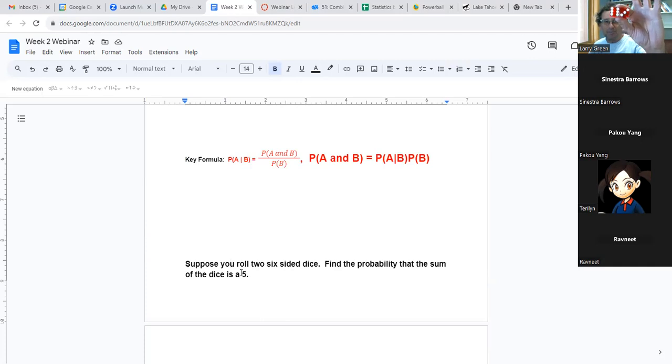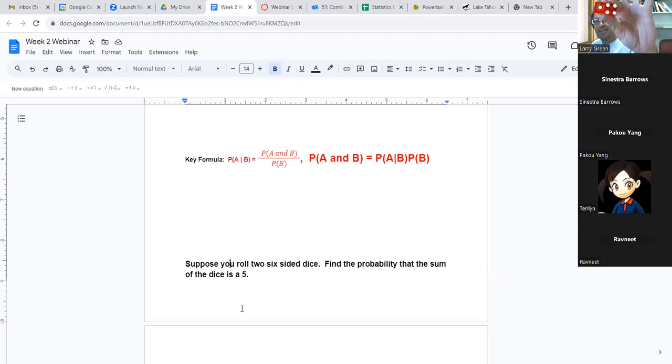So 2 6-sided dice, find the probability that the sum of the dice is a 5. Like a 4 and a 1 makes it a 5. Do you see? All right. So how many ways are there of rolling dice so the sum is a 5? I think the easiest way of doing that is just listing them. You can roll a 1 and a 4, a 2 and a 3, a 3 and a 2, a 4 and a 1, and that's it. Do you agree? So there's 4 ways of rolling a 5.